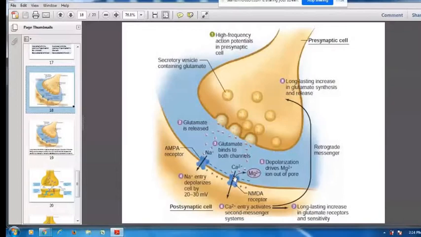Calcium entry activates the second messenger system. When the calcium ion enters the cell, it activates the second messenger systems. After that, there is a long-lasting increase in glutamate receptors and sensitivity to glutamate receptors. So a long-lasting increase in glutamate synthesis and release occurs in the presynaptic cell. Tell me frankly, could you follow the steps from 1 to 8?